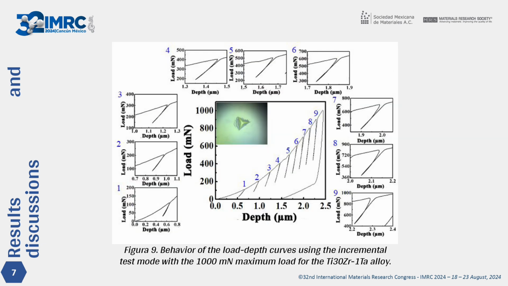Figure 9 illustrates that the approaches 3 to 9 exhibit a discontinuous path upon reloading, as they don't fully align with the unloading curve of the preceding cycle. This results in the formation of an open loop.